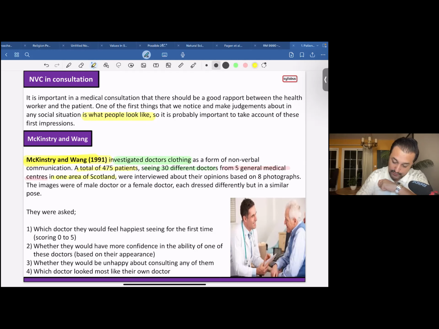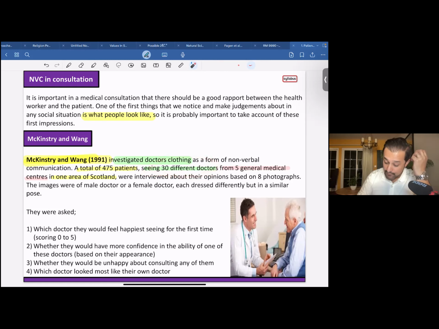Now, it is pretty important that we try picking out the evaluative aspects while reading through this, right? So there were 475 patients that were studied. If you're collecting data from 475 patients, of course, this sample isn't very small. Number two, they were seeing 30 different doctors. When we talk about 30 different doctors, that means you have a variety of practitioners that you're getting this data from.